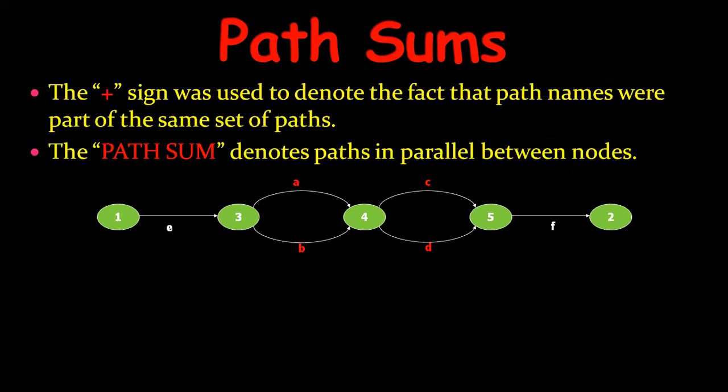The set of all paths between node 1 and 2 can be thought of as a set of parallel paths and is denoted by E, A, C, F or E, A, D, F or E, B, D, F or E, B, C, F. How we got this: we apply different rules. So E of A plus B into C plus D into F. By applying other laws like the distributive law, we get that particular expression.